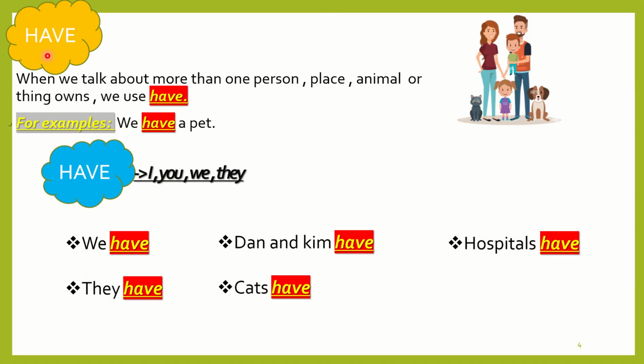Concept of have. When we talk about more than one person, place, animals or things owns, we use have. For example, we have a pet. We use have with I, you, we, they. Like we have, Dan and Kim have, hospitals have, they have, cats have.